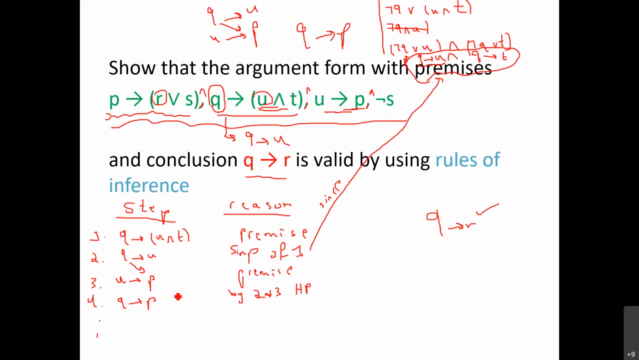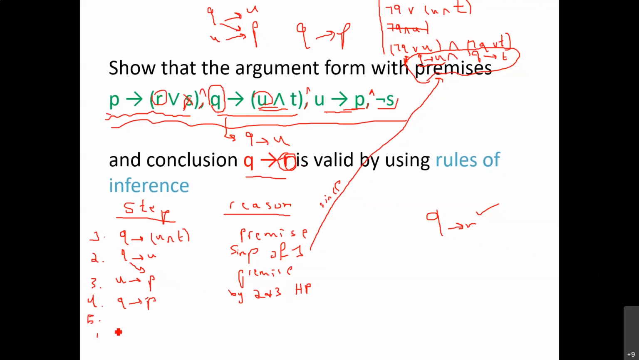Okay, cool. Now, where does P take me? Well, P takes me to R or S. And I really only want the R. I don't want the S. How can I get rid of it? Well, I have not S. Not S is true, which means that S is false. So ideally, I'd like to remove this S. It's not necessary. Like R or S is just gonna give me R since S is false. But I can't just say this right away.